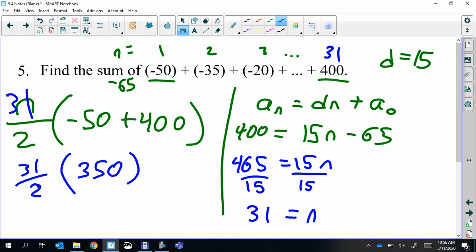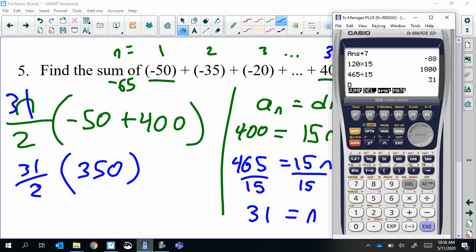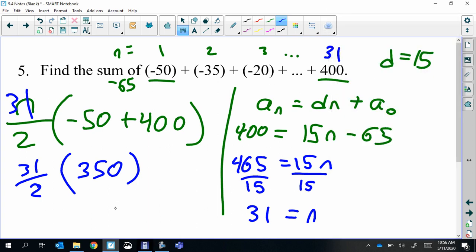Now, for simplification, you can do this divide by 2 anywhere you want in this, because multiply and divide all happen together. So you could do the 350 divided by 2, or you can just type it all into your calculator. Doesn't matter. 31 divided by 2 times 350 is 5425.